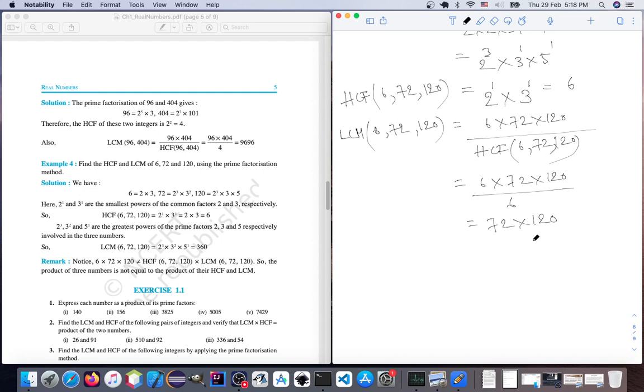And the LCM must be the product of the numbers divided by the HCF. So 6 into, why in the textbook is it 360?